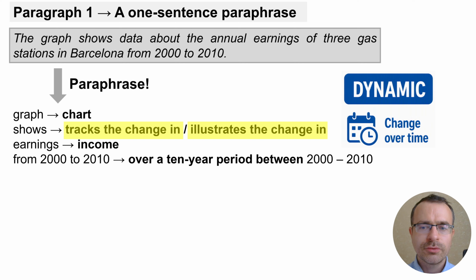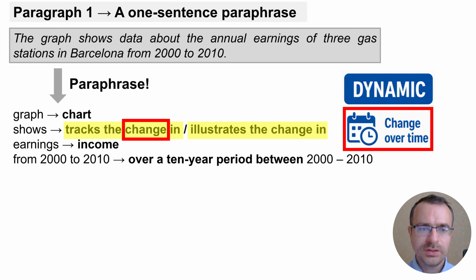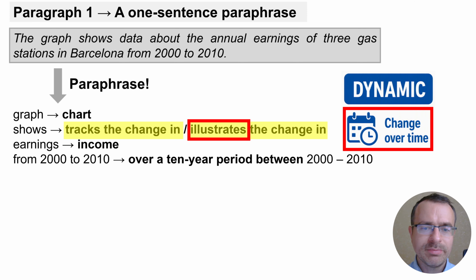These are important verbs to illustrate the dynamic, that this is the dynamic chart. Because for dynamic chart, we have the change over time. And here we have the change, and here we have the change as well. The verb tracks specifically shows us that these are changes over time. Exactly, because tracks is usually used with time. The verb illustrates is a more universal verb, but it's of course better than to write just shows, right? Because it's more academic and more advanced.